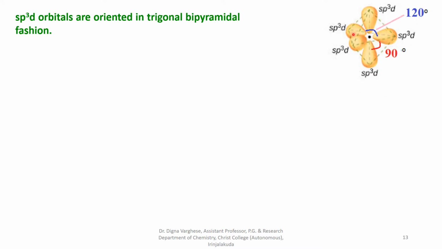sp3d orbitals are oriented in a trigonal bipyramidal fashion. 3 of the 5 sp3d orbitals are arranged in a plane and one of the sp3d orbitals is above the plane and one is below the plane. The equatorial sp3d orbitals make an angle 120 degree and axial and equatorial orbitals make an angle 90 degree.